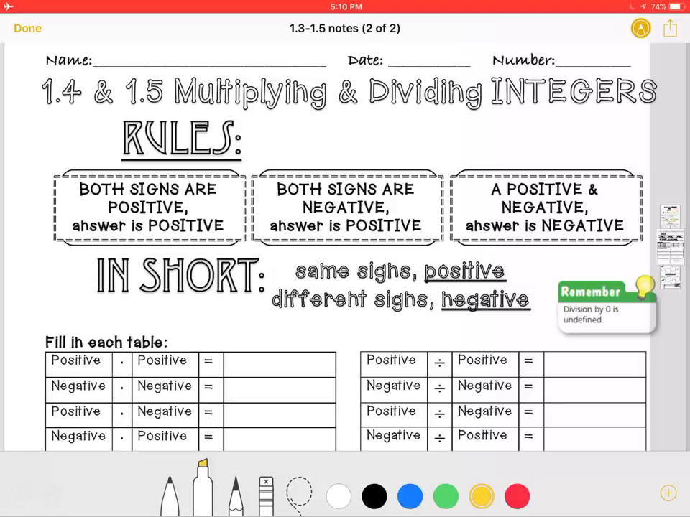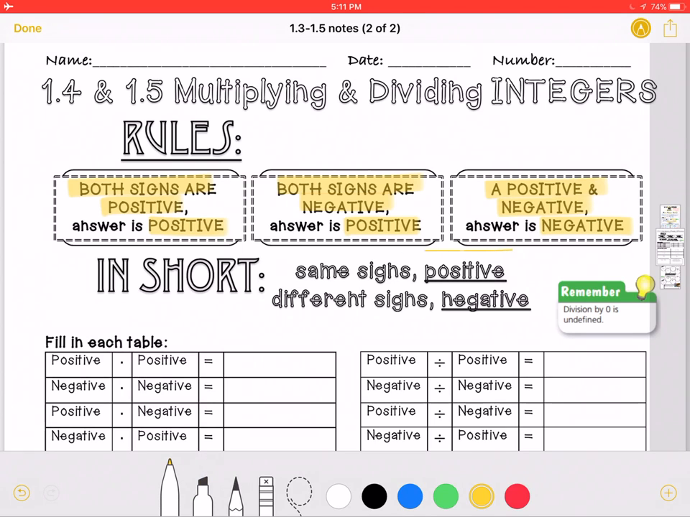Now our rules right up top here. And make sure you guys have that highlighter pencil and your notes. You're following along, highlighting, filling these in with me. So our rules, when both signs are positive, our answer is going to be positive. If both signs are negative, our answer is going to be positive. And if we have a positive and a negative number, then our answer is going to be negative.